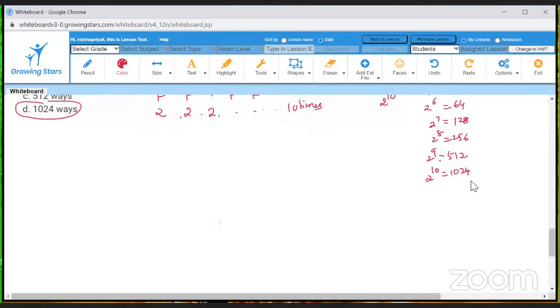After 1024, it will be double also. 2056 also is there in that game. 2 power 11 is also there in that game.